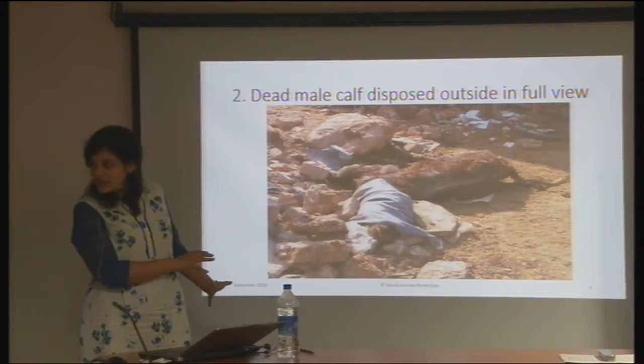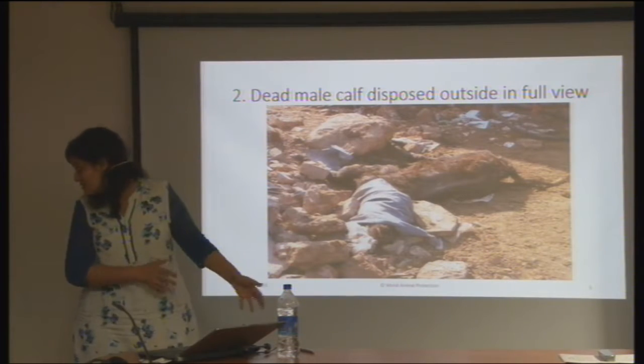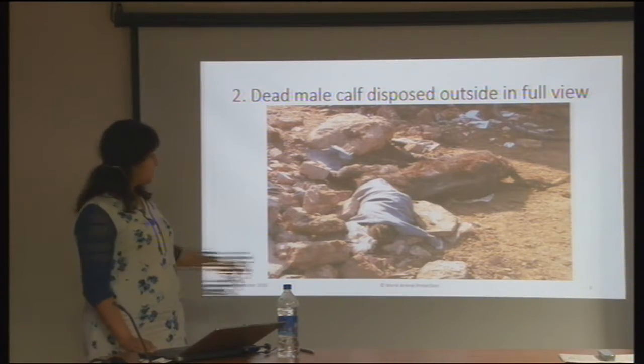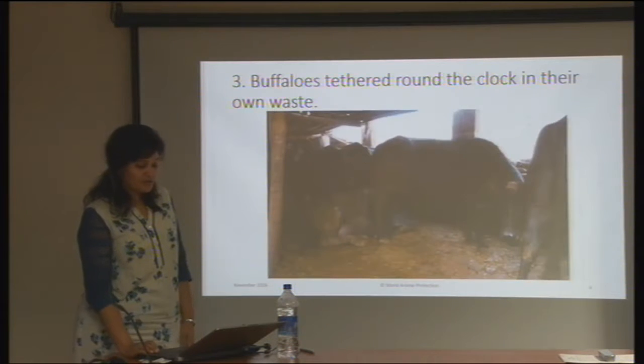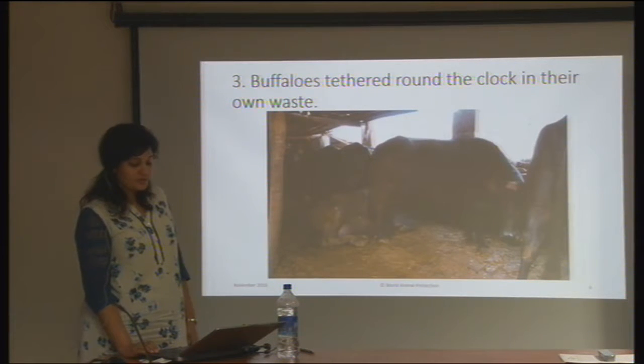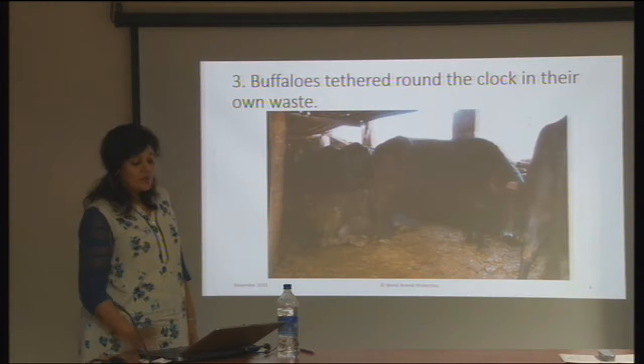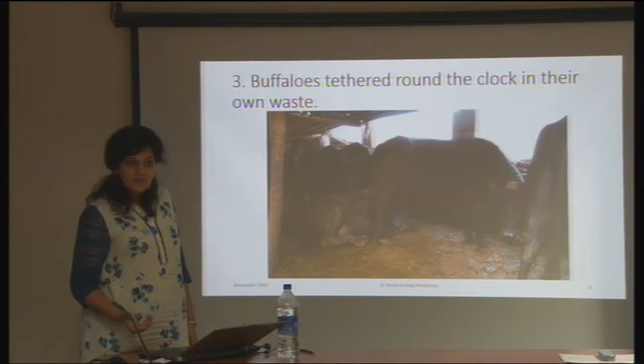Like this photo from Masudpur dairy in Delhi, which is near Vasant Kunj. The male calf is shown in full view, and the kids were playing around the calf. That is the condition that you will find. It's a typical condition to show what lives animals are living in these urban and peri-urban dairies.